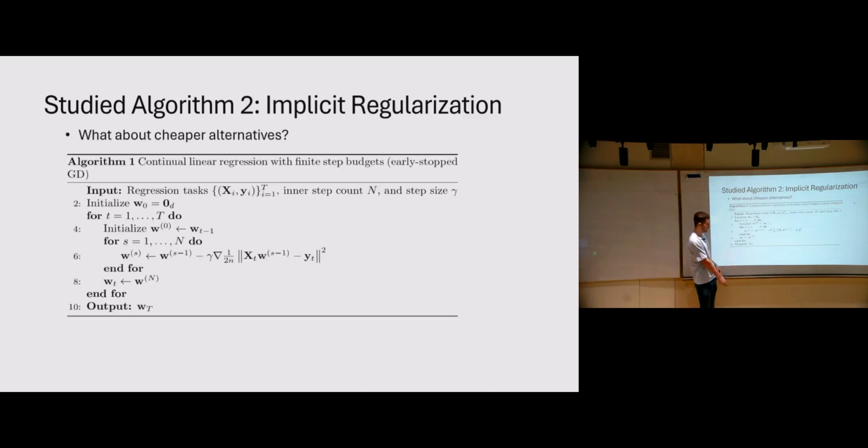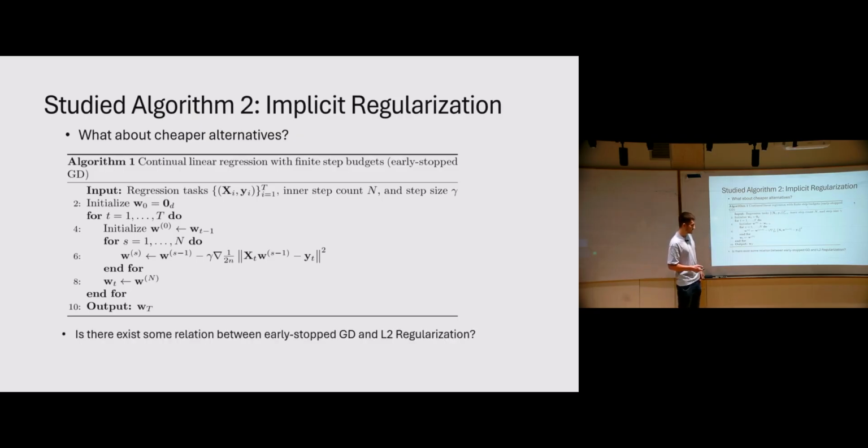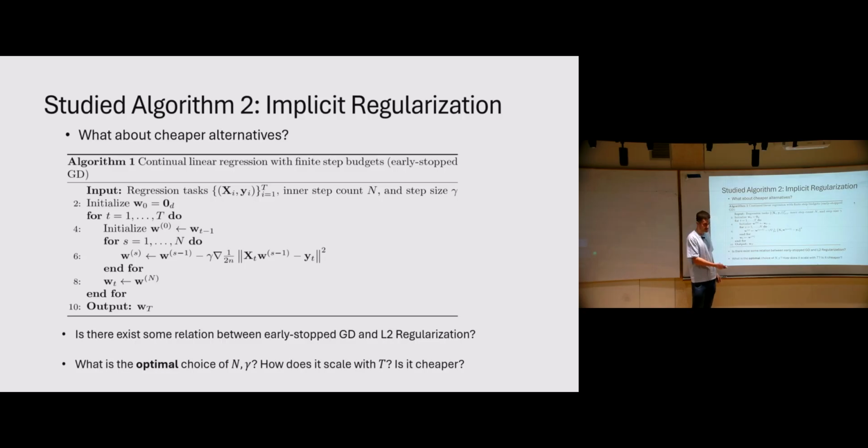What we do instead here is take a finite number of steps of gradient descent on each one of the tasks, and then we output our final predictor. So the main question for this case would be, is there some relation between this implicit regularization and the explicit regularization, the L2 isotropic regularization? What is the optimal choice of the number of steps and the step size?